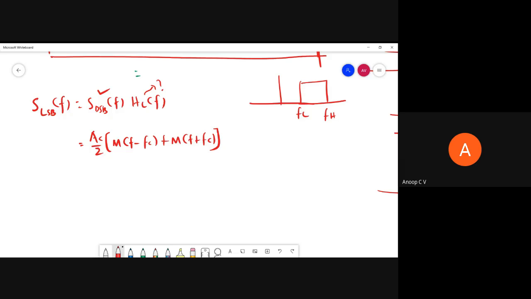Now can anyone tell me what is HL of f? Unmute and tell. What is HL of f? Half times signum of... Someone can help me out. Just now we saw that signum of... Sukti, what is HL of f? Just now we derived it, right? What is HL of f?